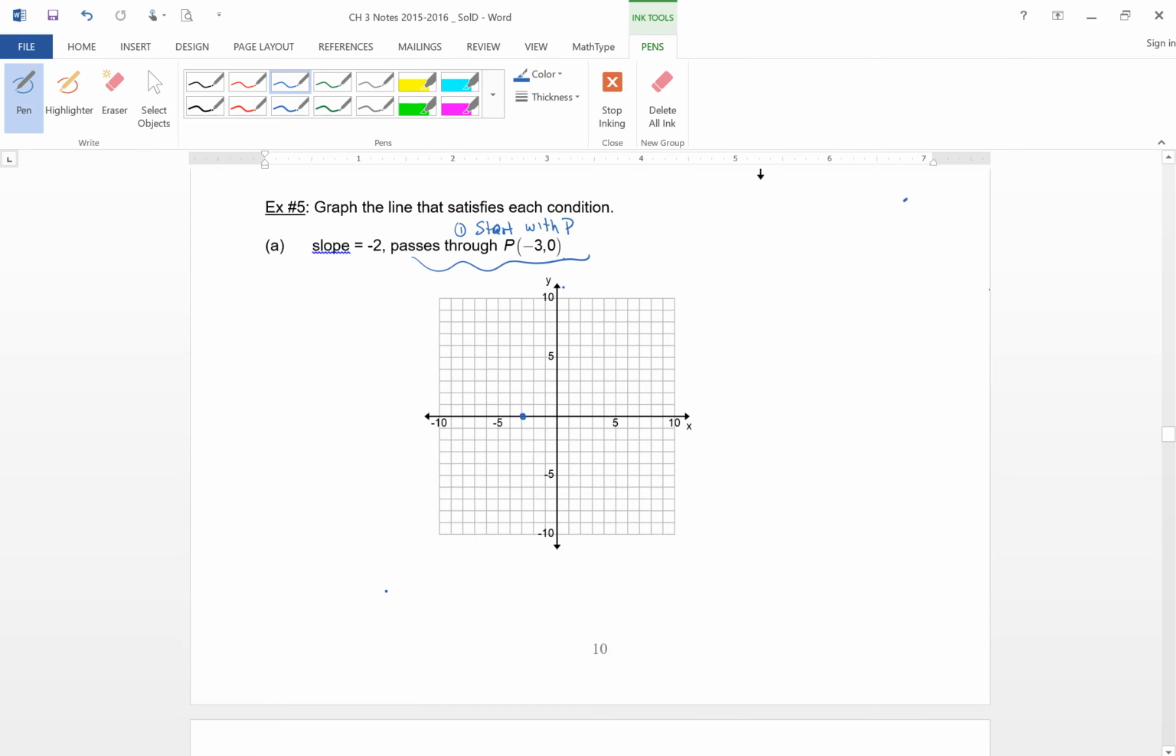Okay, so now I need a slope of -2. What does slope of -2 mean? It means it's -2/1. That means I go down 2 and to the right 1. Okay, so I go down 2 to the right 1. Okay, so my line looks like this. With a ruler, it'll look perfect. Not like the one I drew. Okay? Questions?